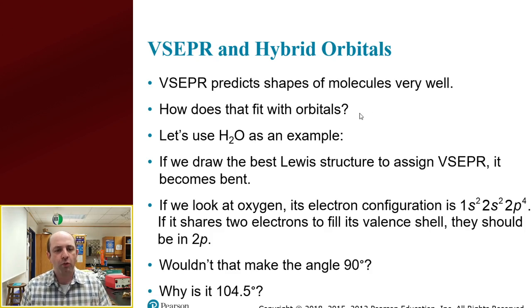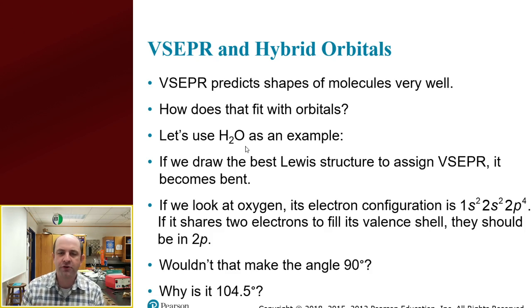Okay, so VSEPR predicts the shapes of molecules really well. Well, how do we explain that with orbitals? If we're saying, oh, it's a 1s from hydrogen and a 2p from oxygen or a 3p from chlorine, how can we explain the shape of a molecule based on what orbital should be involved and what VSEPR tells us should be the bond angle and the bond distance and all that?